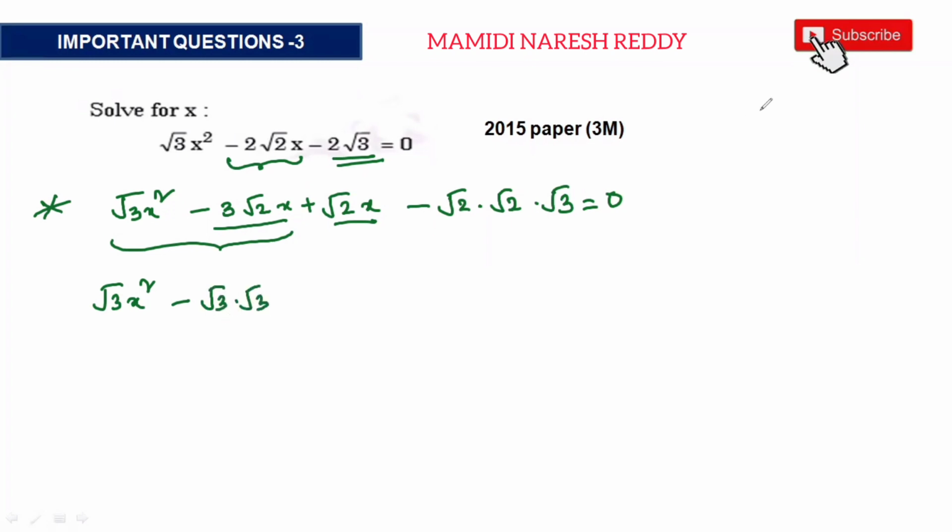How can you write here? Root 3 into root 3 is equal to root 3 whole square. Got it? So the square and root get cancelled and 3 we get here. So 3 we can write as root 3 into root 3. So as it is, I wrote, children, 3 I wrote as root 3 into root 3.